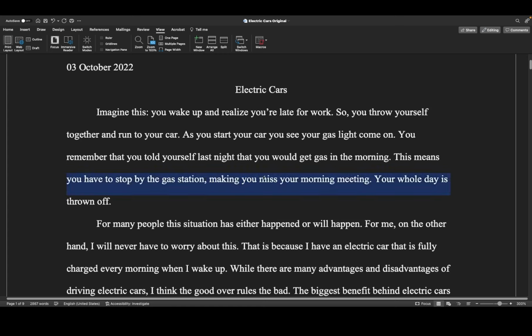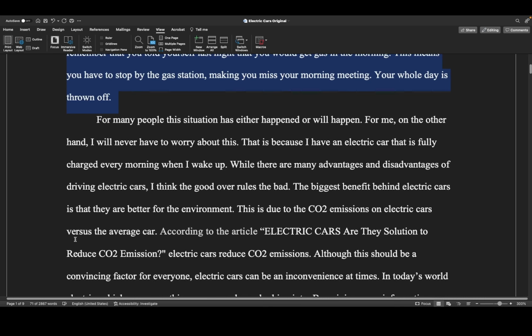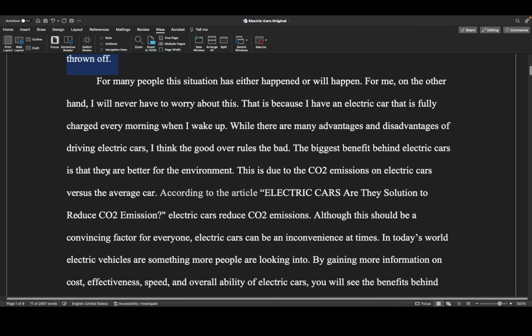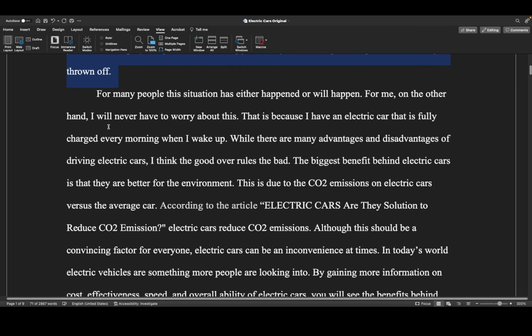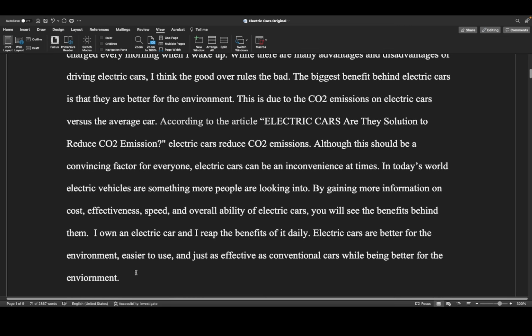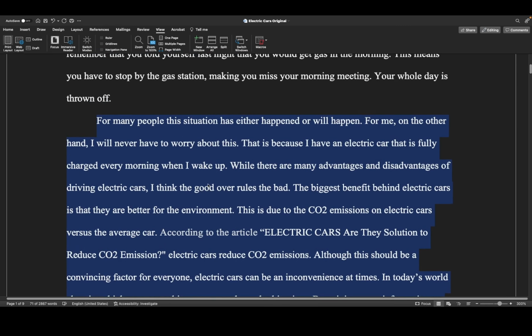Because we understand that stopping by the gas station, again, we're implying by context here that you're already late. We know you're late, right? We know you've got to stop to get gas, right? And that's going to make you later. And so you have to stop at the gas station, making you miss your morning meeting. Your whole day is thrown off, right? That's much shorter than what we had originally, right? Remember, originally we were at 280-odd words for our introduction. But we're down now to 71, but this stuff is still here, right? And this is where we have a couple of issues.